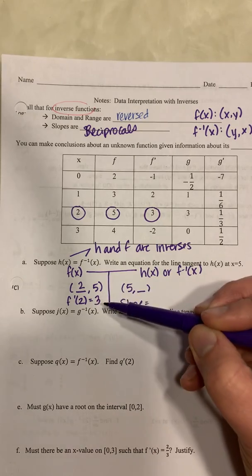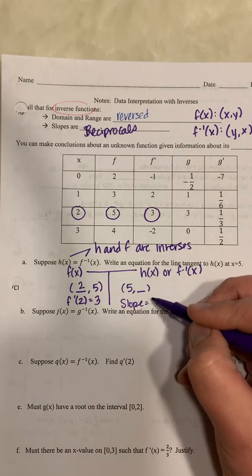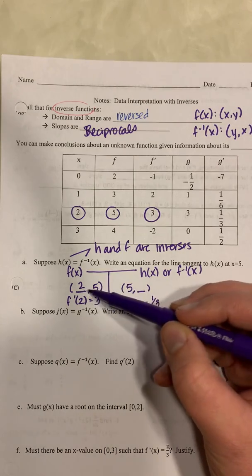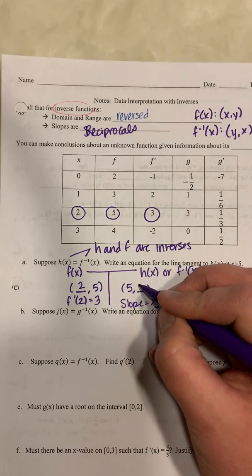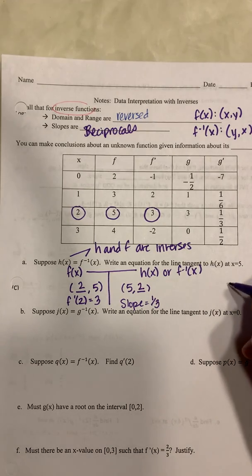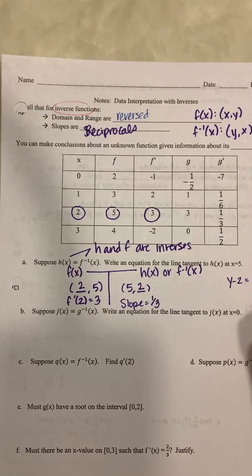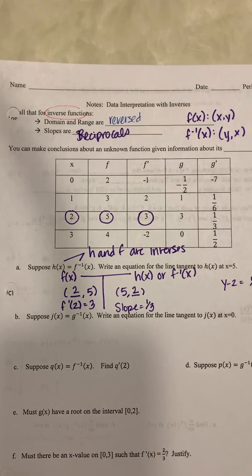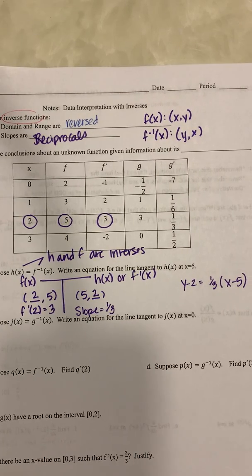Now remember that if the derivative for my original function is 3, the derivative for my inverse function is the reciprocal of that, which would be a third. Also remember that if my ordered pair is (2, 5), then my inverse function's ordered pair is (5, 2). Then to write the equation of the tangent line, I would do y minus 2 equals 1/3, my slope, times (x minus 5). Even though I did not actually have my h of x function in my chart, I can still answer all those questions about it.